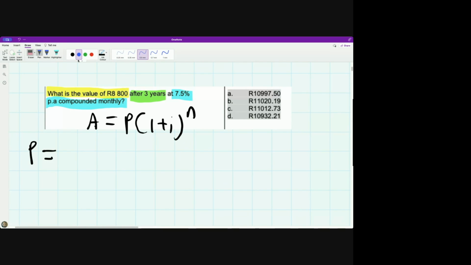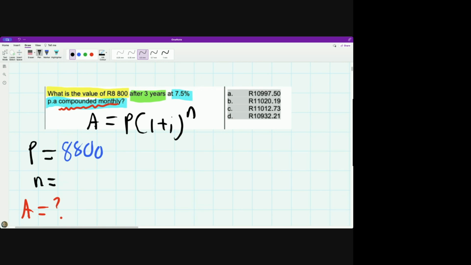Okay, so you're right. It's 8,800. We don't know what A is because that's the question. Now, we need to deal with this compounded monthly thing. Now, the good news is it's not so bad. Because it's compounded monthly, if I want to get N, I don't want it to be in years. I want it to be in a different unit of time. So tell me, what do you think the N value is going to be?